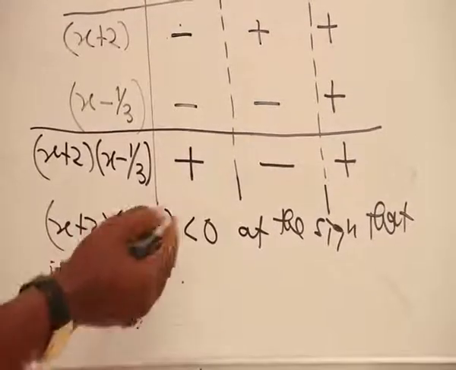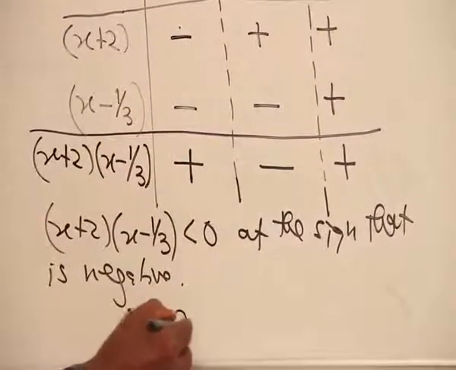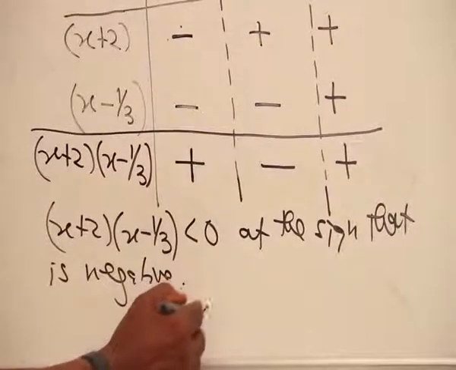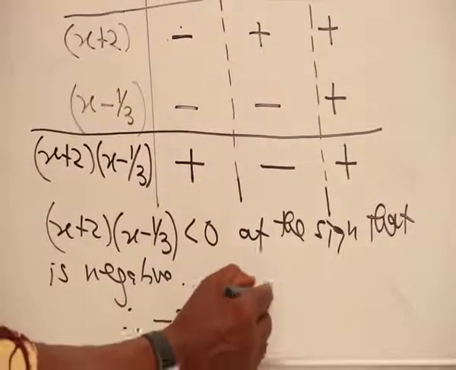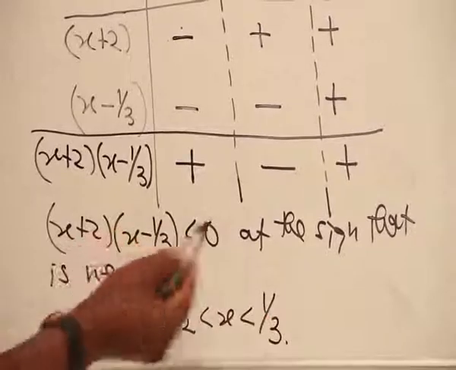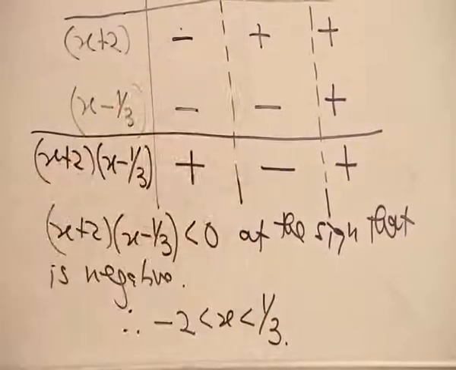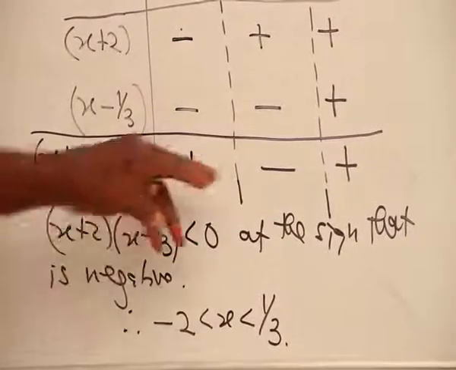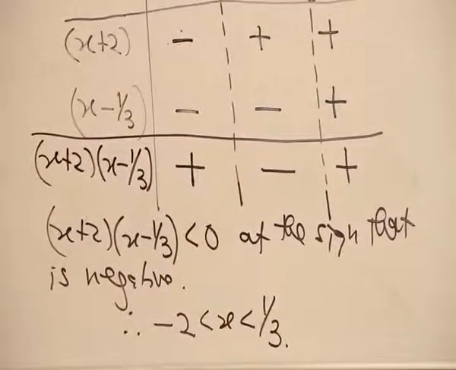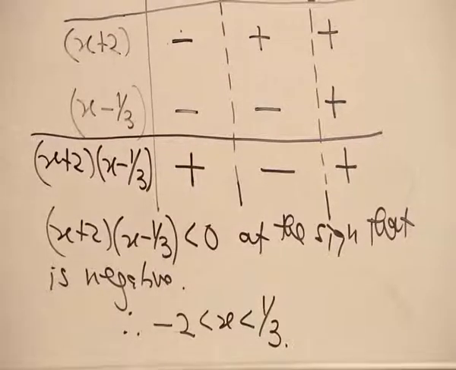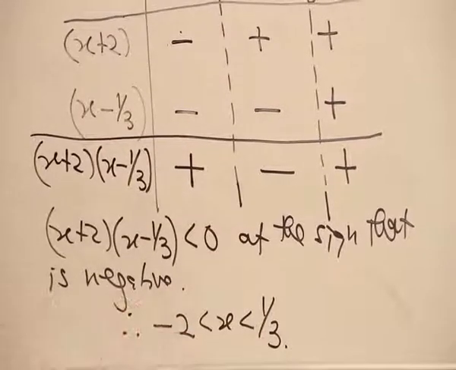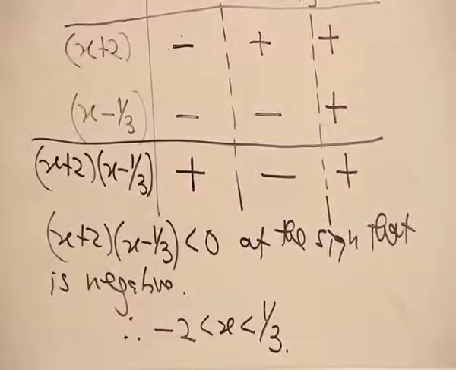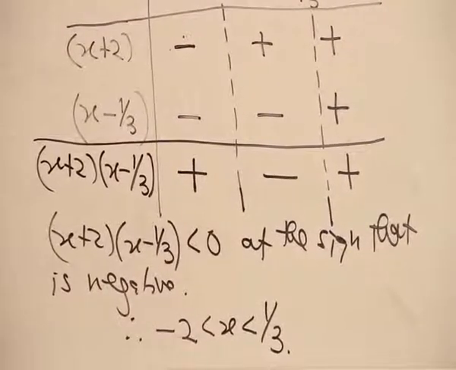Therefore, our answer will lie between minus 2 less than s, and s is less than 1 over 3. As you can see, that is the region where our graph, our inequality, is below the s-axis, at the point where it is negative. Hence, we have the solution this way, similar to what we have when we use the quadratic, the parabola.